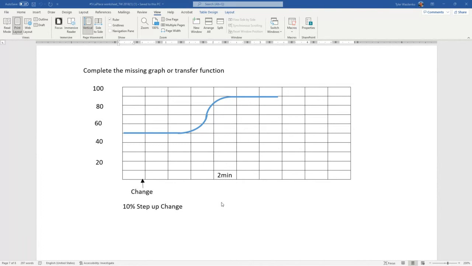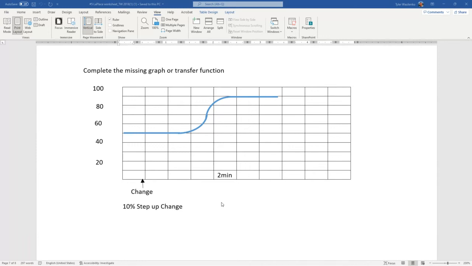Okay, next thing we can do is identify what our overall change happens to be. In this case, 1, 2, 3, 4 squares, so 40% is our overall change. Our step change here is 10%, so this gives us our K value, which is equal to 4, which we will be able to use.